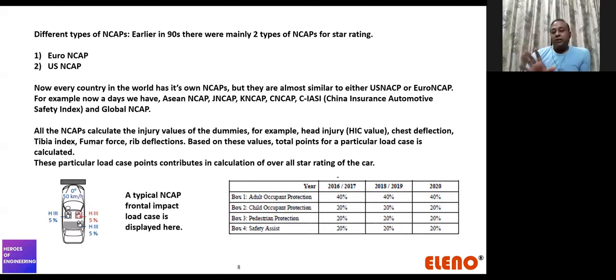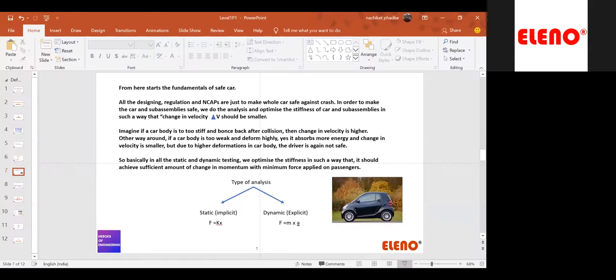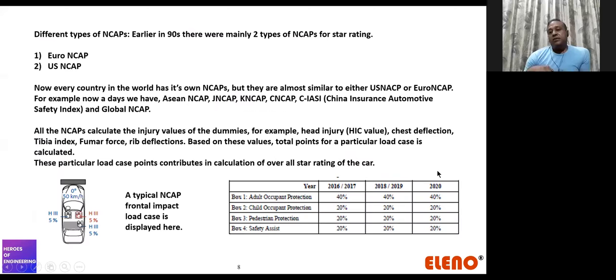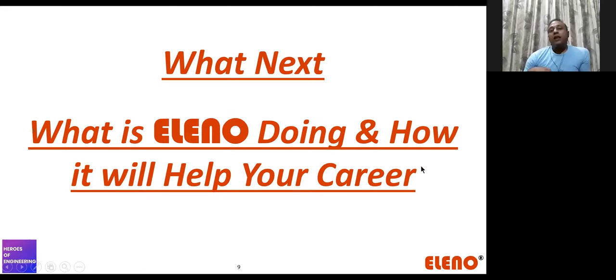But before going to the next slide, I want to tell you what occupant safety actually is, what Euro NCAP is, and how exactly it has been divided into different segments. Yeah, here. Can you please go ahead?